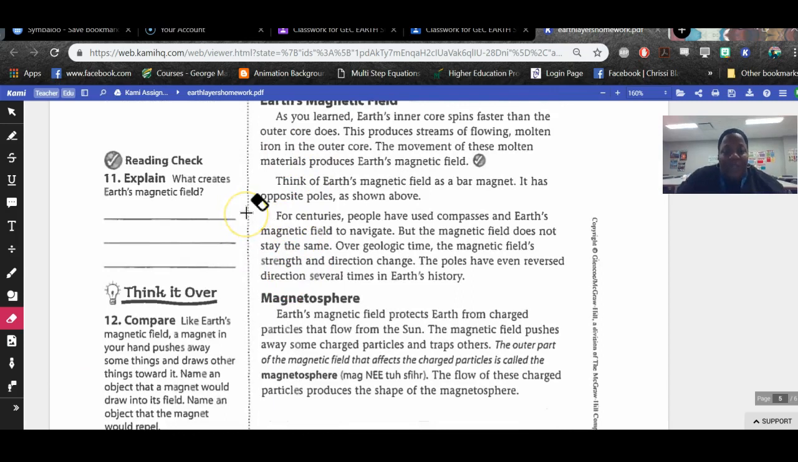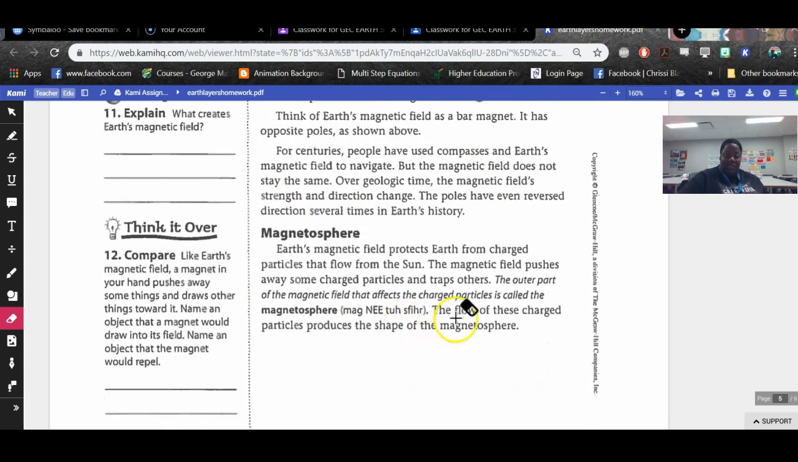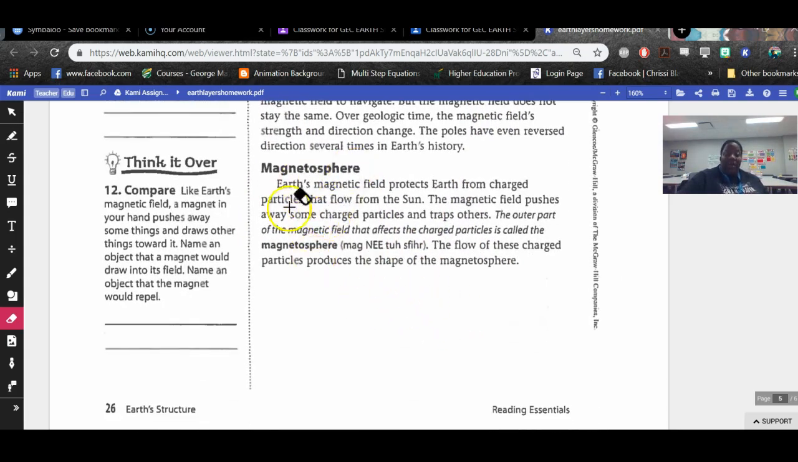Hold on, let me read some more. For centuries people have used compasses on Earth's magnetic field to navigate, but the magnetic field does not stay the same. Over geologic time, the magnetic field's strength and direction changed. The poles have even reversed direction several times in Earth's history. Yeah, I just learned something new. Magnetosphere. Earth's magnetic field protects Earth from charged particles in the flow from the sun. The magnetic field pushes away some charged particles and traps others. The outer part of the magnetic field that affects the charged particles is called the magnetosphere. The flow of these particles produces the shape of the magnetosphere.